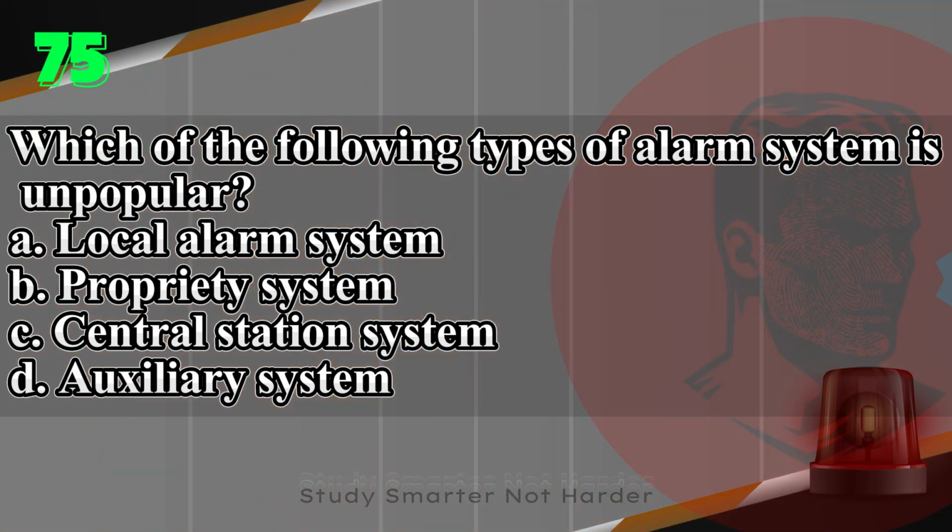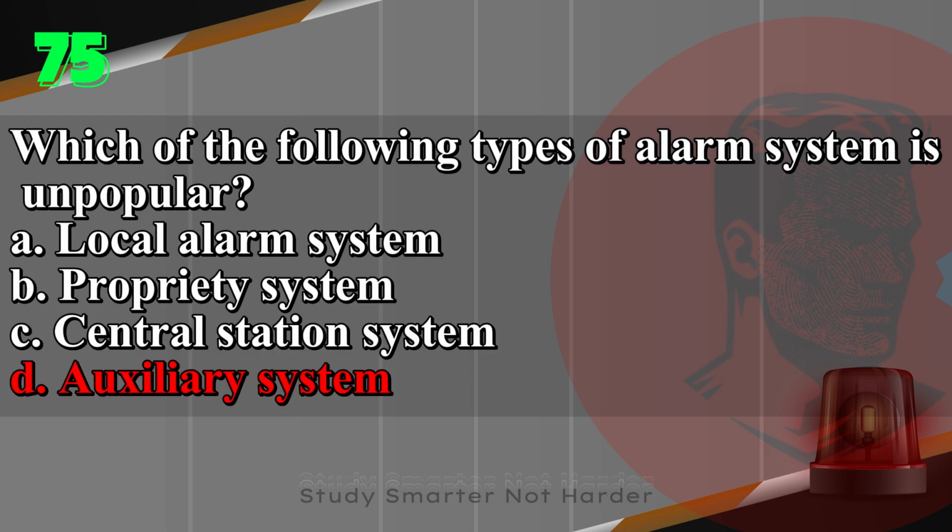75. Which of the following types of alarm system is unpopular? A. Local alarm system. B. Proprietary system. C. Central station system. D. Auxiliary system. D. Auxiliary system.